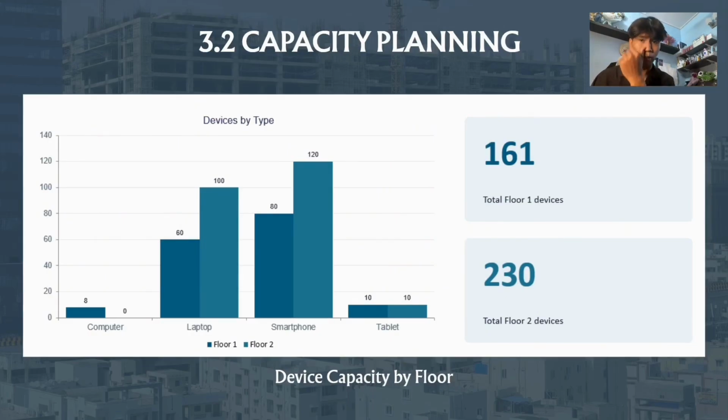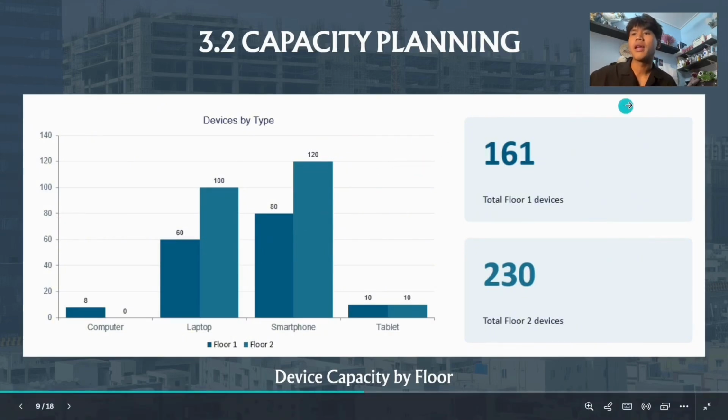Okay, floor 2 is purely BYOD with 0 fixed computers, 100 laptops, 120 smartphones, and 10 tablets, totaling around 230 devices. As the chart shows, smartphones are the dominant device type on both floors, and floor 2 has higher demand overall.